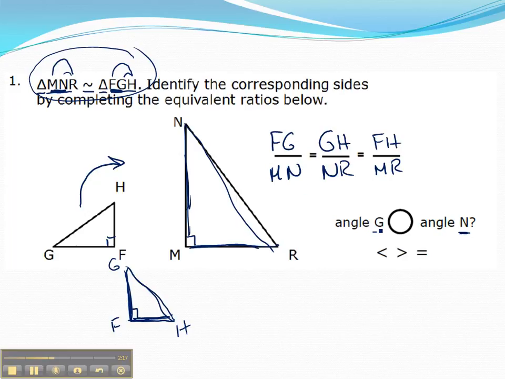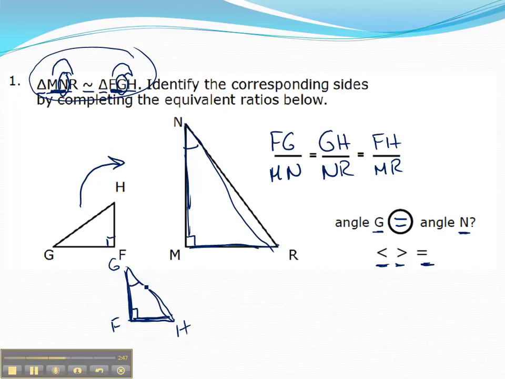Okay, the next thing we have to do is compare angle G to angle N. Angle G is either less than, greater than, or equal to angle N. Let's look at our triangles. There's angle G and here's angle N. And we know that corresponding angles of similar triangles are congruent, but we can also look at our similarity statement. Angle N is the middle letter, G is the middle letter, so we know those are corresponding angles. Corresponding angles of similar triangles are always equal.